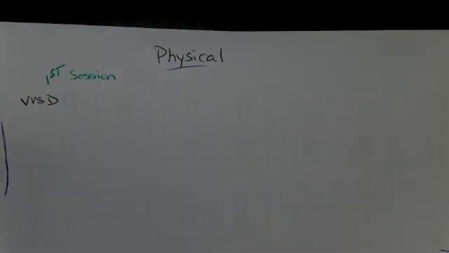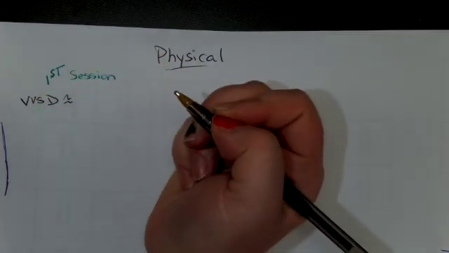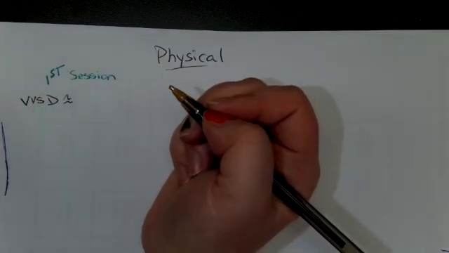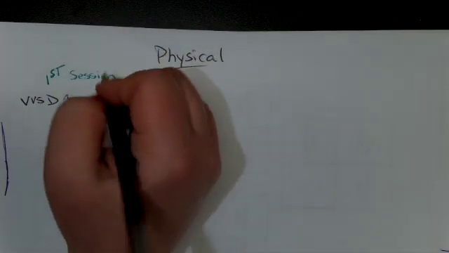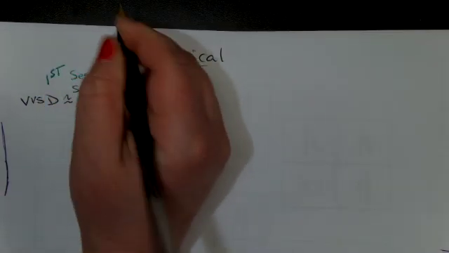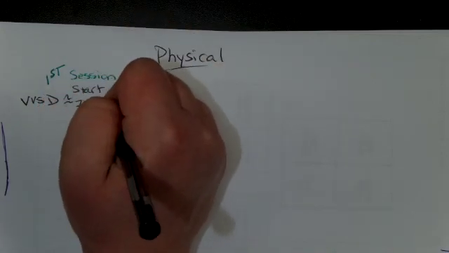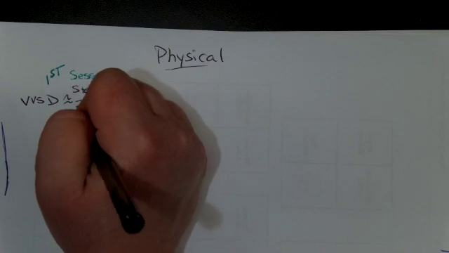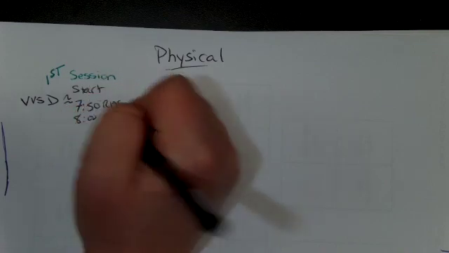So Valley View, they are going to start at about 7:50-ish, 8 o'clock-ish. So their start, 7:50 would be like RHS, 8 a.m. would be Bolingbrook.